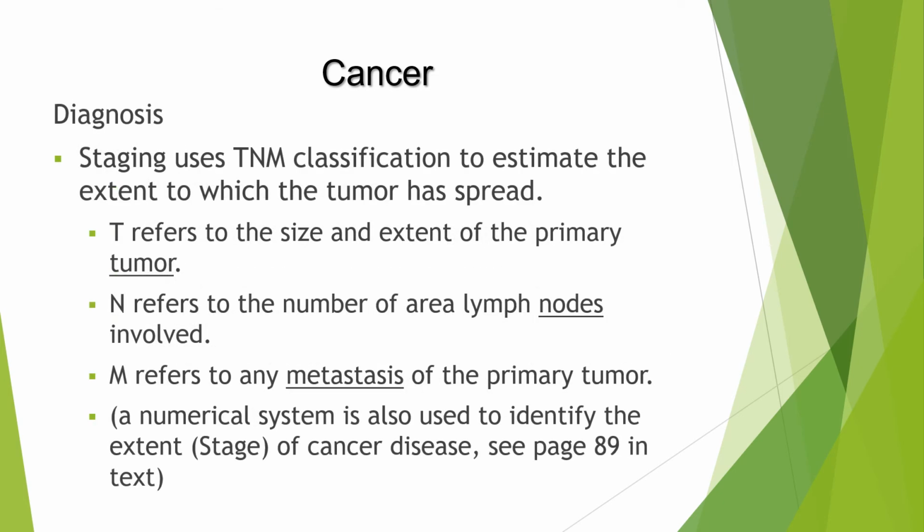Alright, the stages used in diagnosing cancer use the TNM classification system to estimate the extent to which the tumor has spread. T refers to the size and extent of the primary tumor. N refers to the number or area of lymph nodes involved, and M refers to any metastases of the primary tumor. Look again to page 89 in your book for the numerical system used to identify the extent of the disease.